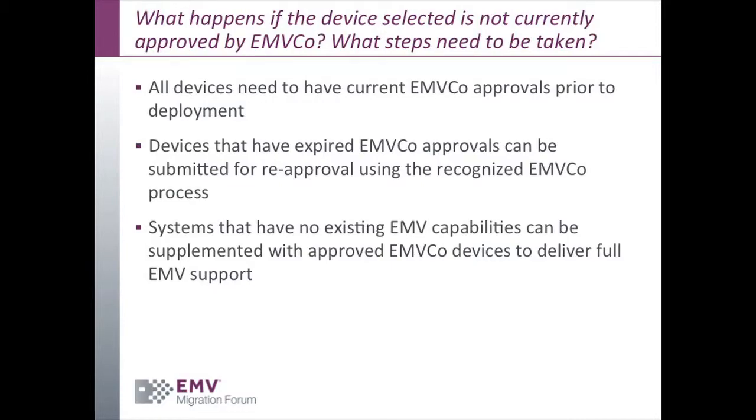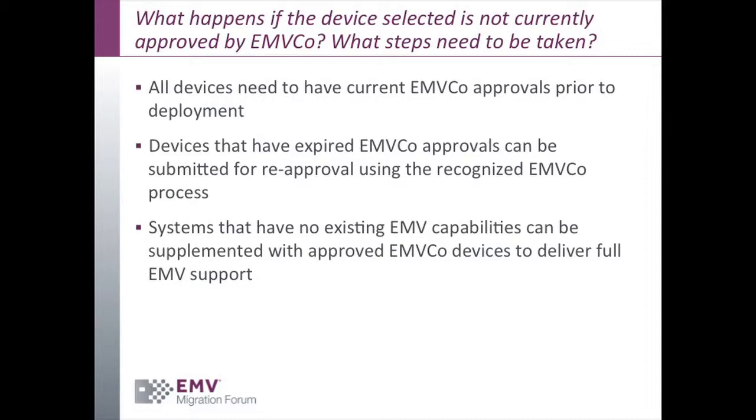What happens if the device selected is not currently approved by EMVCo? What steps need to be taken then? Devices should have EMVCo Level 1 and Level 2 approvals. This can delay your implementation if the device is not yet approved by EMVCo. It is a key critical milestone. You should be working closely with the device manufacturer.